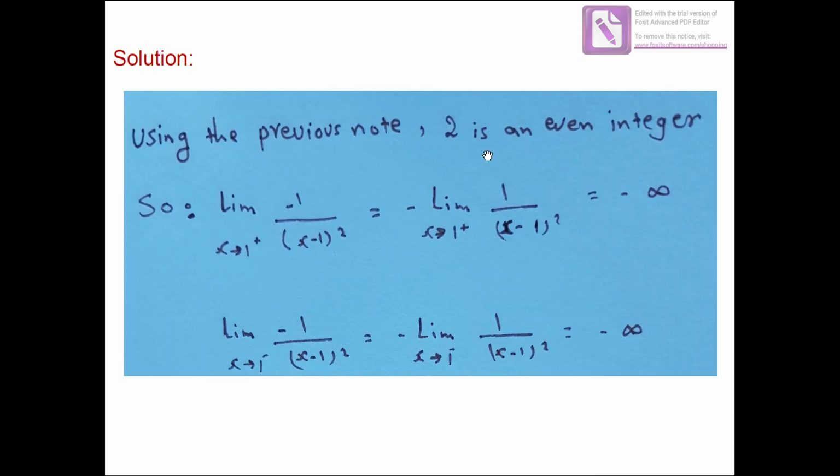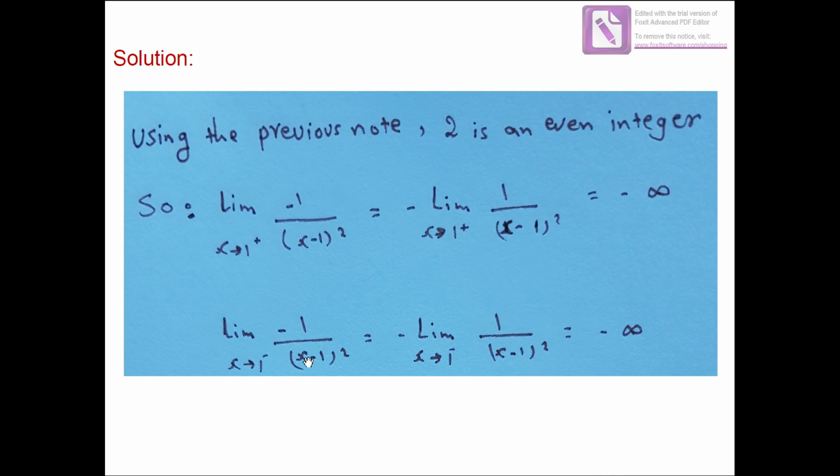So using the previous note, 2 is an even integer, so the limit of minus 1 over (x minus 1) all squared, when x approaches 1 from the right, we take this negative out, so it will be minus the limit of 1 over (x minus 1) all squared when x approaches 1 from the right. This one is an even integer, so the limit is equal to infinity. But here we have a negative sign, so it will be minus infinity.